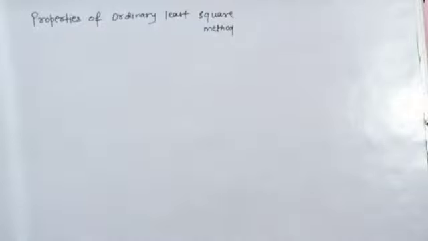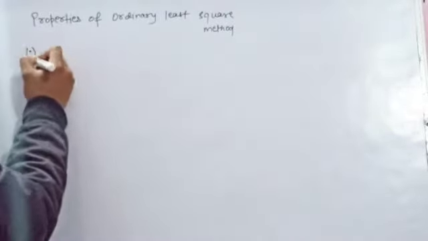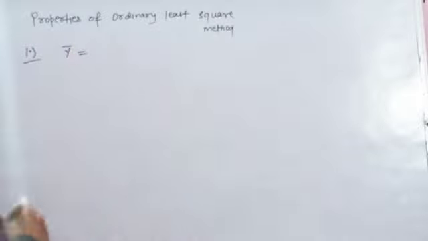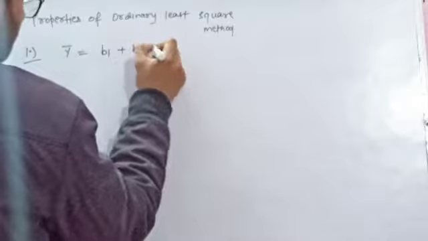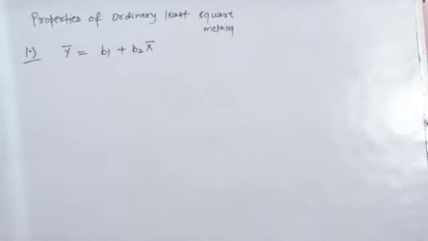So, properties of ordinary least square method. The first property is: the sample regression function obtained by ordinary least square passes through the sample mean values of X and Y. That is, y bar is equal to b1 plus b2 x bar. This is already derived in the previous classes. If you have not seen it, then see the first three videos first, then come to this.